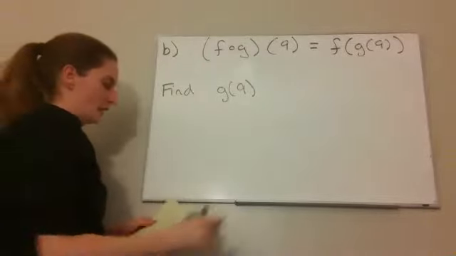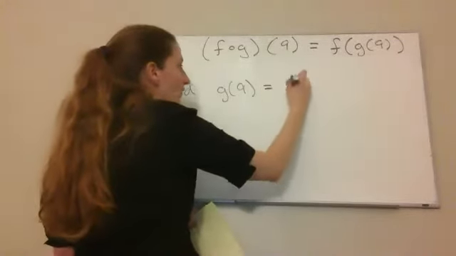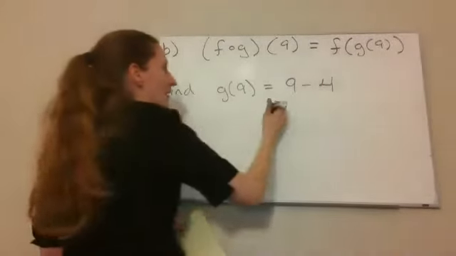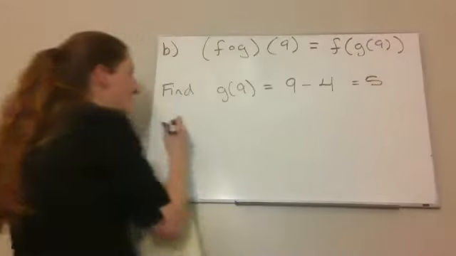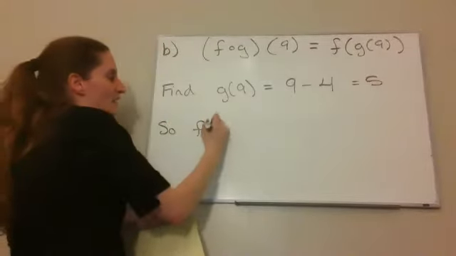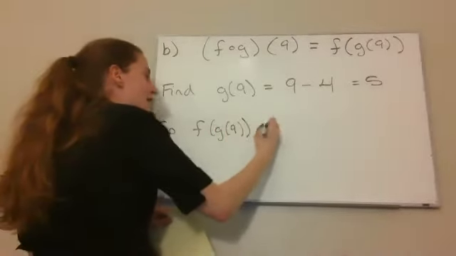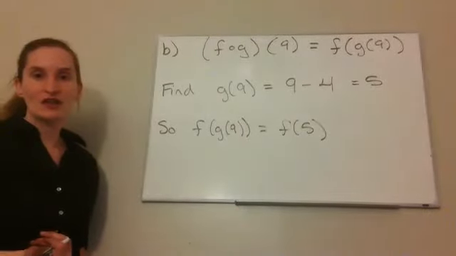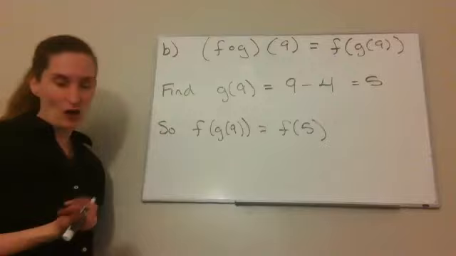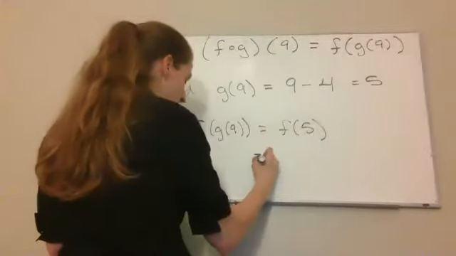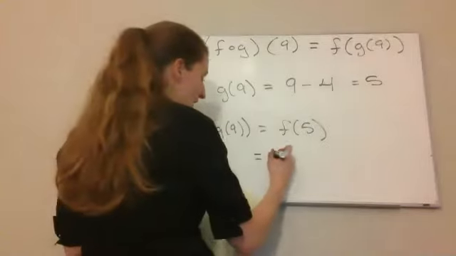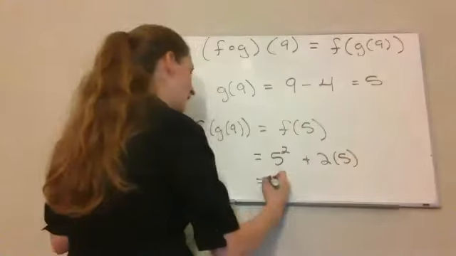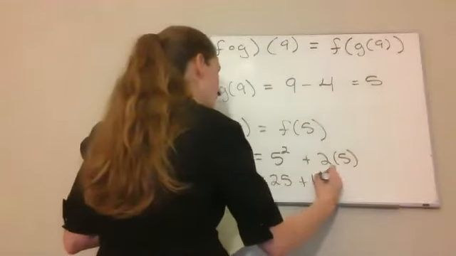G of 9 is equal to 9 minus 4, because g of x was x minus 4. So g of 9 is 9 minus 4, which is 5. So that means that f of g of 9 is equal to f of 5. And now I can just take my function definition for f and plug a 5 in for all my x's. F was equal to x squared plus 2x. So I get 5 squared plus 2 times 5. This is 25 plus 10, which is 35.